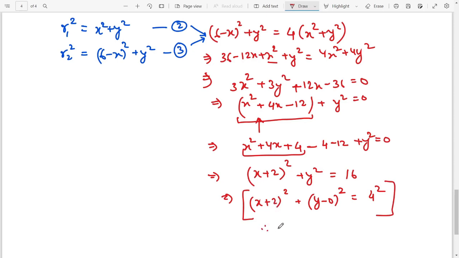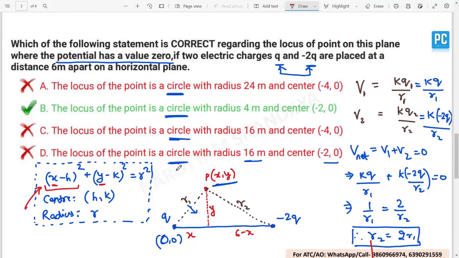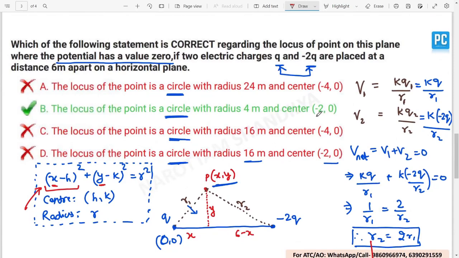It is plus 2, so when you compare with that format, the center (h, k) will be minus 2 comma 0, and the radius which you will be getting will be 4 meters. So that will be directly your answer. There is an option: yes, 4 meter and center minus 2, 0. So this B option will be directly correct.